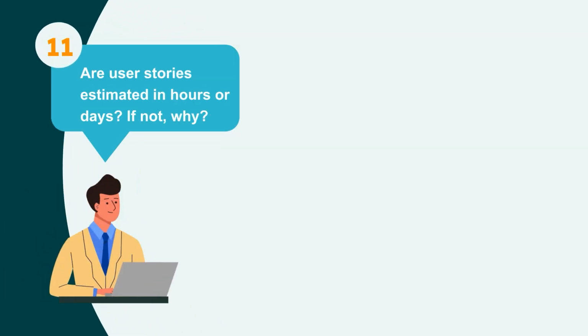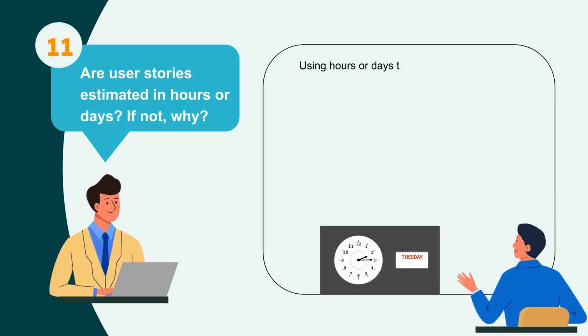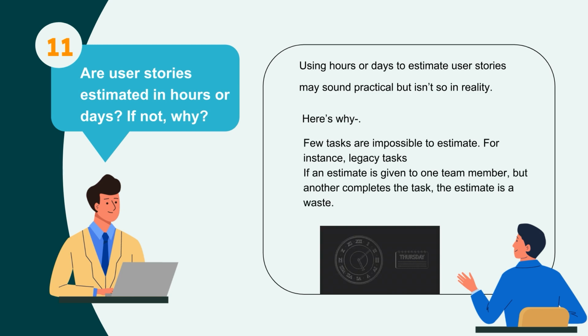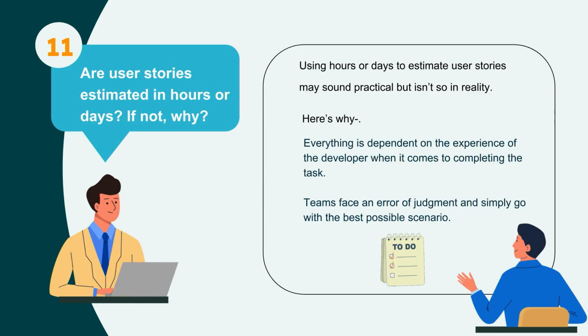11. Are user stories estimated in hours or days? If not, why? Using hours or days to estimate user stories may sound practical but isn't so in reality. Here's why. Few tasks are impossible to estimate. For instance, legacy tasks. If an estimate is given to one team member, but another completes the task, the estimate is a waste. Everything is dependent on the experience of the developer when it comes to completing the task. Teams face an error of judgment and simply go with the best possible scenario.